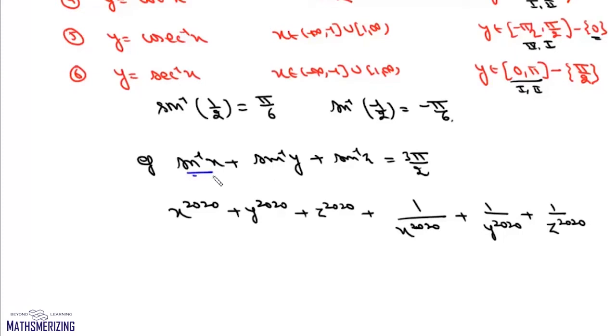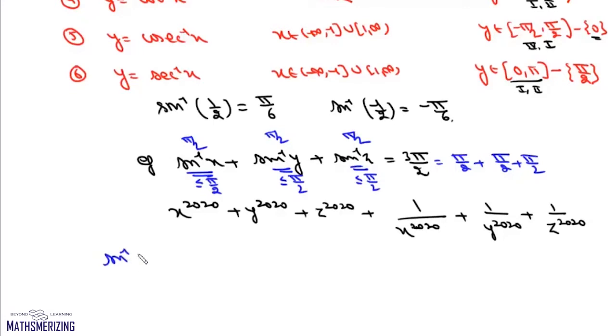Now, what we see here is the sum of three sine inverse functions, and we know that the principal value range of any sine inverse function is from minus pi by 2 to plus pi by 2. So sine inverse x will be less than or equal to pi by 2, sine inverse y will also be less than or equal to pi by 2, and sine inverse z will also be less than or equal to pi by 2. But on the right hand side, we have 3 pi by 2, which is pi by 2 plus pi by 2 plus pi by 2. So that means this right hand side is only possible when sine inverse x is pi by 2, sine inverse y is pi by 2, and sine inverse z is also pi by 2.